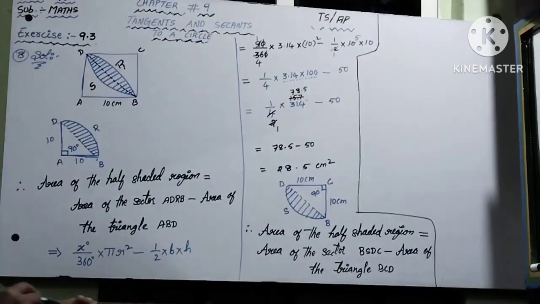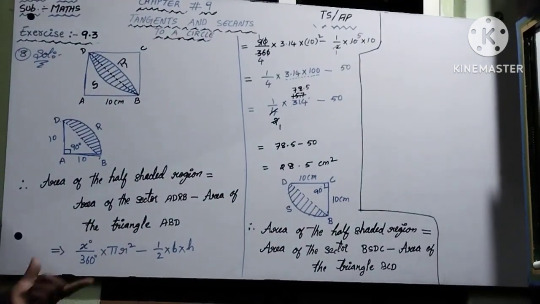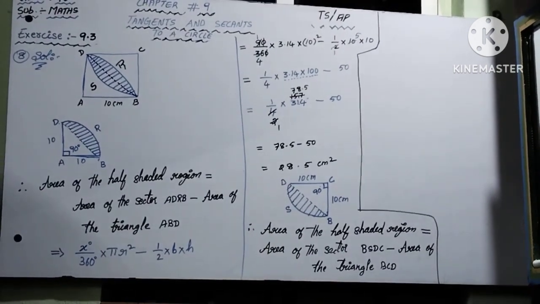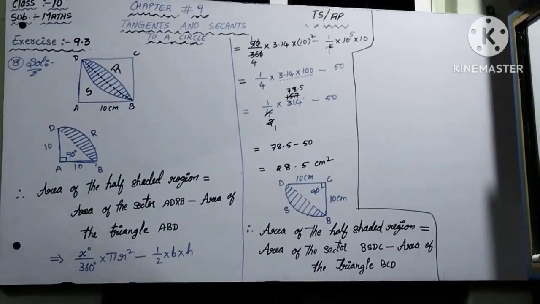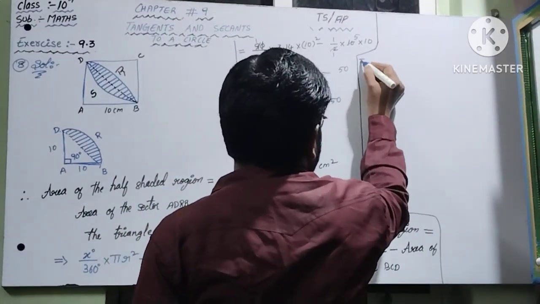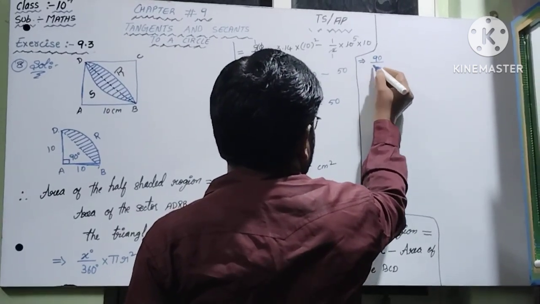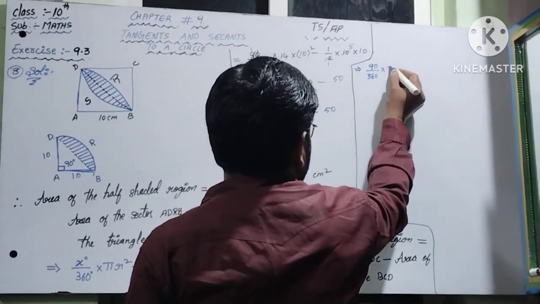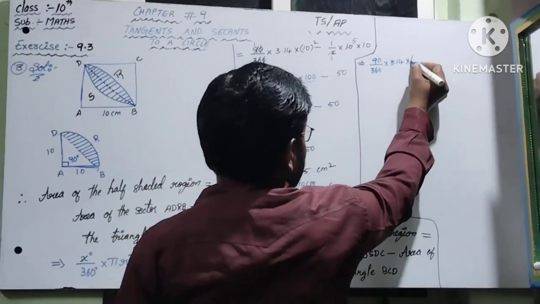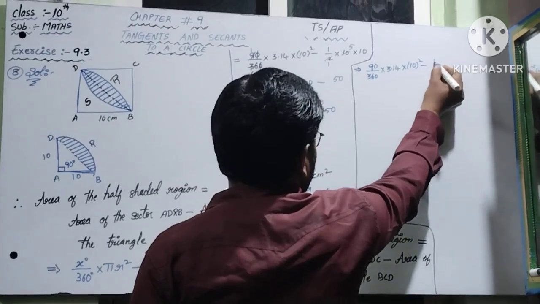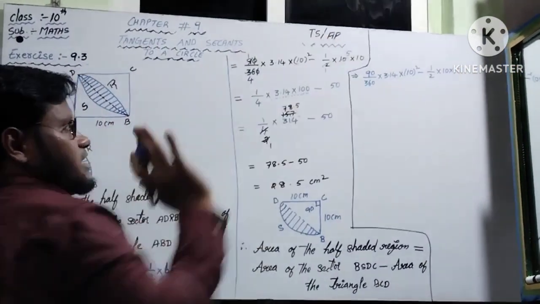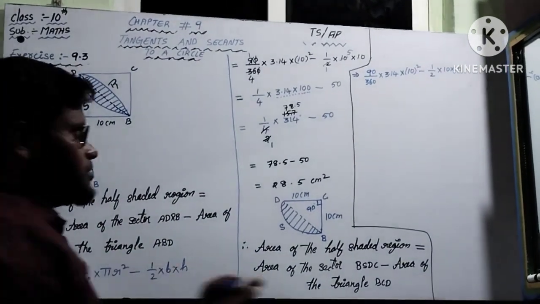Just directly I am substituting the values because area of the sector formula I written here only: x degree divided by 360 degrees into pi r square, and area of the triangle formula is 1 by 2 base into height. Let's substitute the values. X degree value is how much? 90 degrees. 90 degrees divided by 360 into pi value is 3.14 into r square. R value is 10 square minus 1 by 2 into base into height. Already the same steps will get there. All steps will be same.